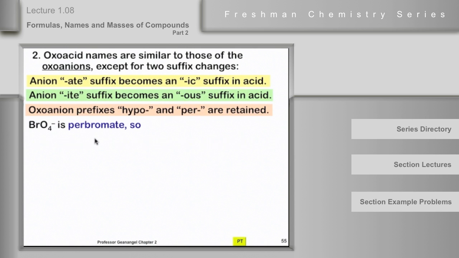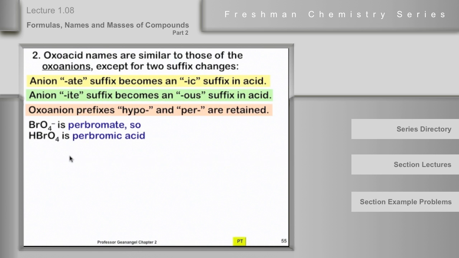So what we're going to do is we look at the ate. HBrO4 will be the formula, and its name will be perbromic, ate changes to ic, acid here. So HBrO4 is the formula, the name is perbromic acid. Is that clear?